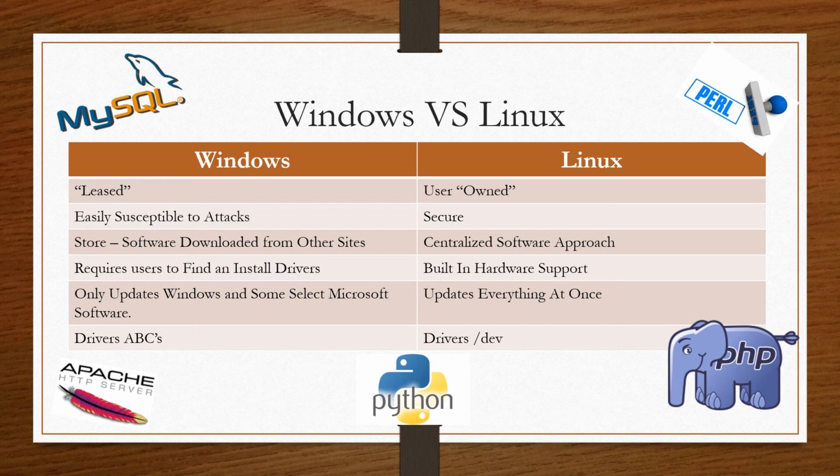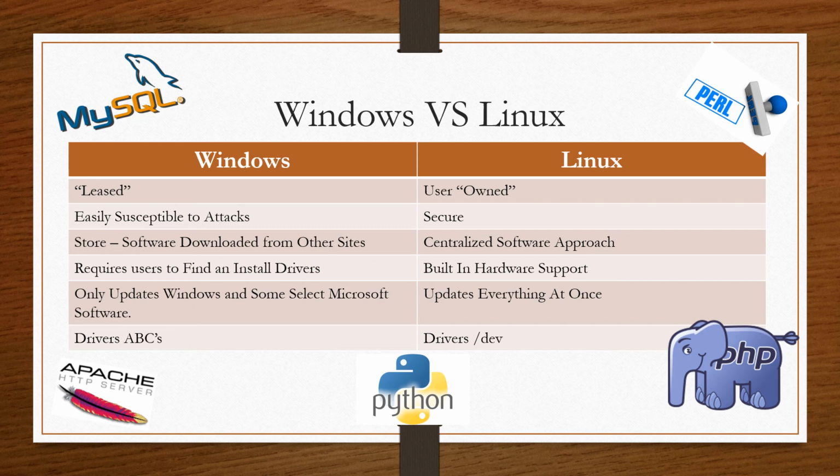Number 5. Linux updates everything at once. Windows does not. Most Linux systems look for updates automatically and alert the user when they are available. Windows generally only updates Windows and some select Microsoft software. Windows is notorious for downloading and installing updates and then restarting the machine without users' consent. Linux does not require programs to run in the background looking for updates, which a lot of Windows programs do, slowing down the system. Unlike Windows, Linux will never restart the computer without your permission.